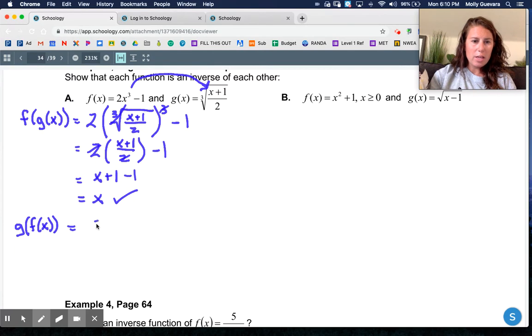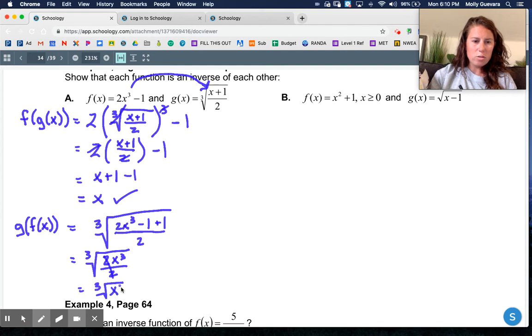So I have the cube root of (2x cubed minus 1 plus 1) all over 2. Well, the 1's cancel. So I have the cube root of 2x cubed over 2. Well, the 2's can cancel. So I get the cube root of x cubed, which just equals x.